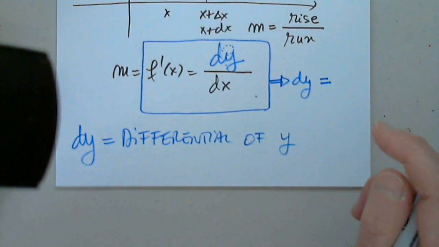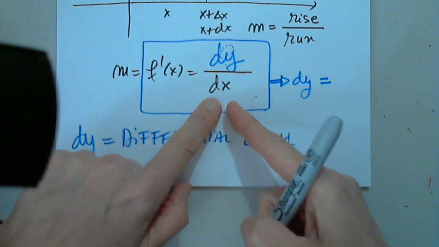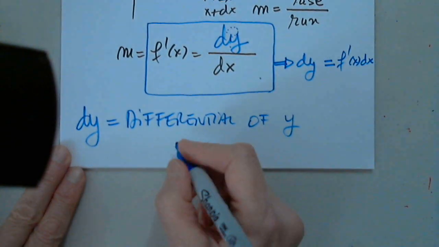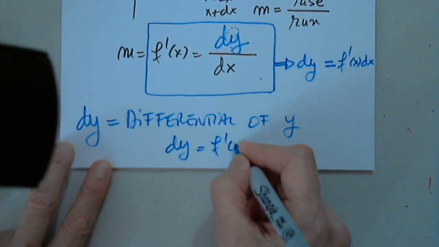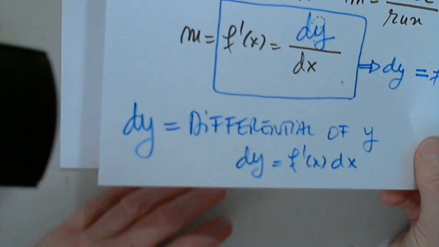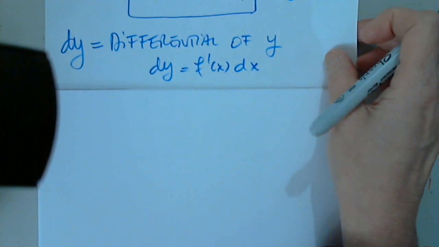Now, can anyone solve this equation and give us dy? It's f prime times dx. f prime of x dx. That's it. So dy equals f prime of x dx. Final step. I promise. This is it. Final step.